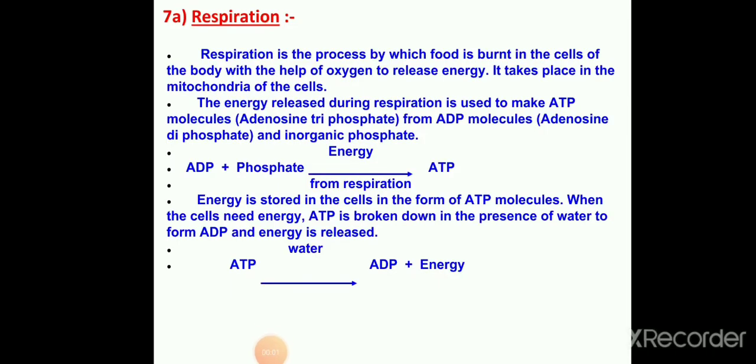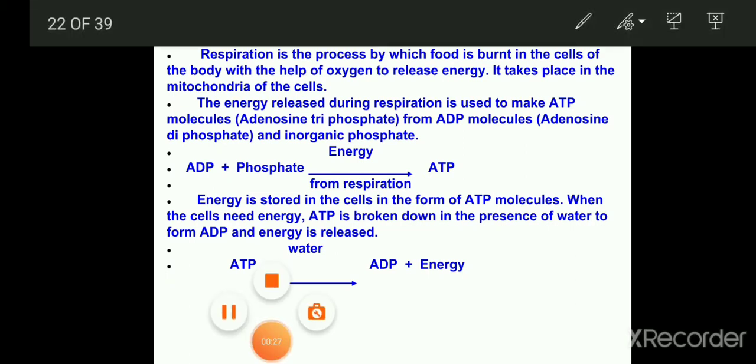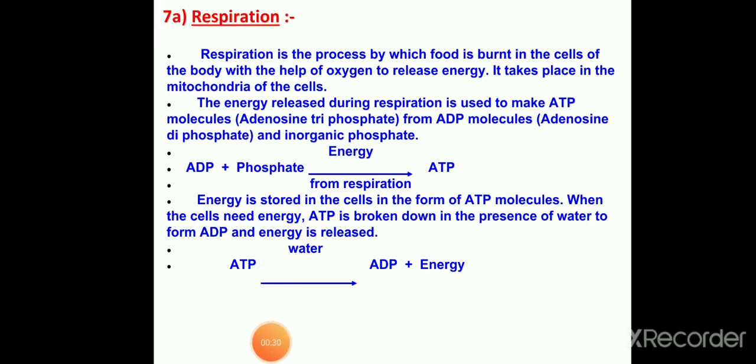Hello friends, now we will see the respiration process from Life Processes, 10th science. Previously we have seen how nutrition is one of the important processes of our life and how it is done in humans as well as plants. Now we will see the respiration process.